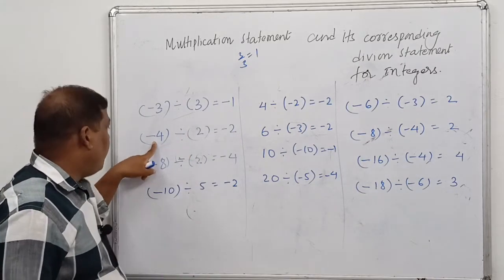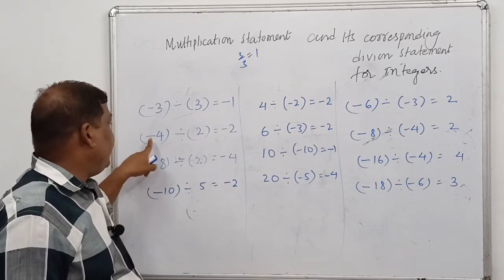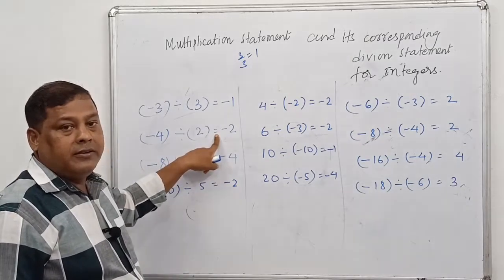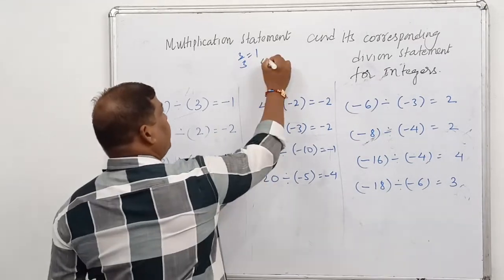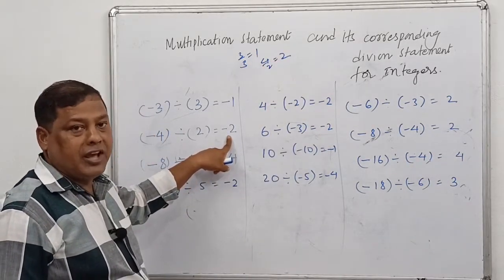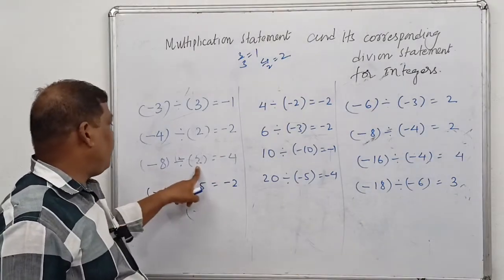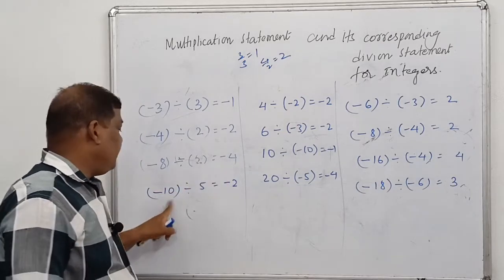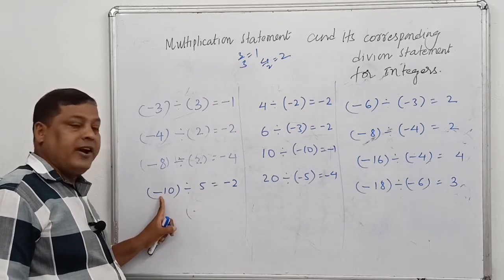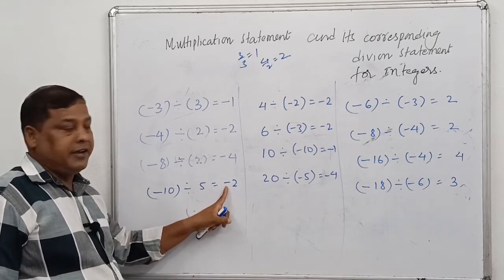See, here minus 4 is the negative integer, 2 is the positive integer. When you divide a negative integer by a positive integer, we divide them as whole numbers. 4 divided by 2 is equal to 2. Then we put a negative sign before the quotient. So similarly, minus 8 divided by 2 is equal to minus 4. Then minus 10 divided by 5 is equal to minus 2. Here is a negative sign, here is a positive sign. When you divide a negative sign by a positive sign, then it gives a negative sign.